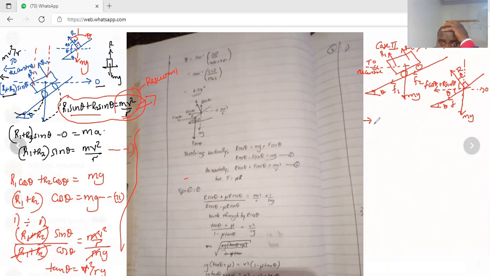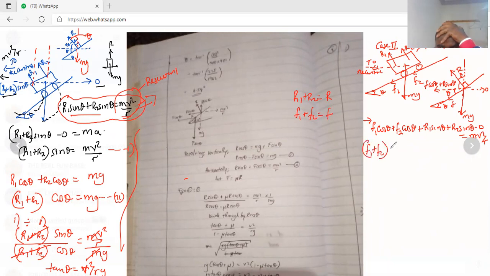So horizontally, F1 cos theta plus F2 cos theta plus R1 sin theta plus R2 sin theta gives us mv squared over R. We can also take R1 plus R2 as the total reaction, R, and F1 plus F2 as the total frictional force, F. In that sense, we shall have (F1 plus F2) cos theta plus (R1 plus R2) sin theta equal to mv squared over R. Then you will have F cos theta plus R sin theta equal to mv squared over R.